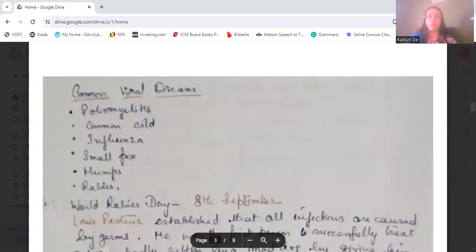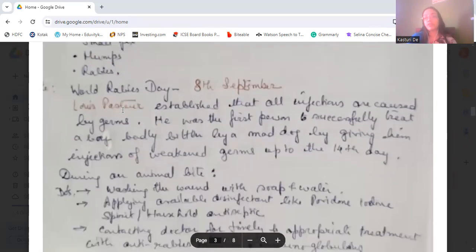Common viral diseases are poliomyelitis, common cold, influenza, smallpox, mumps, rabies, etc. World Rabies Day is celebrated on 8th September every year. Louis Pasteur established that all infections are caused by germs. He was the first person to successfully treat a boy who was badly bitten by a mad dog, by giving him injections of weakened germs up to the 14th day, and saved him from rabies.